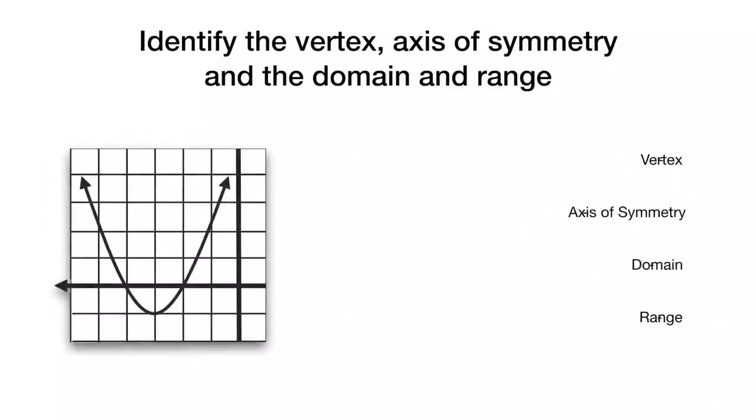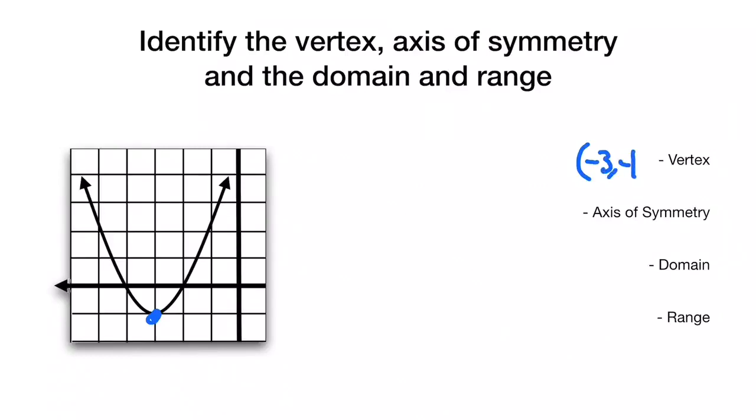Let's try another. Here we go. Our vertex right here is at (-3, -1). The axis of symmetry is going to be at x equals negative 3. The domain is once again going to be negative infinity to positive infinity. And the range in this case would be it starts at negative 1 and goes up forever, meaning infinity. If it had been a negative graph, in other words, one pointing down, we would have gone from negative infinity to negative 1.